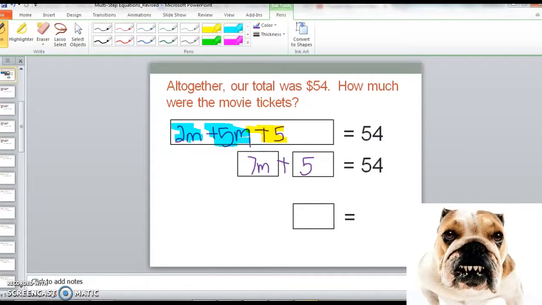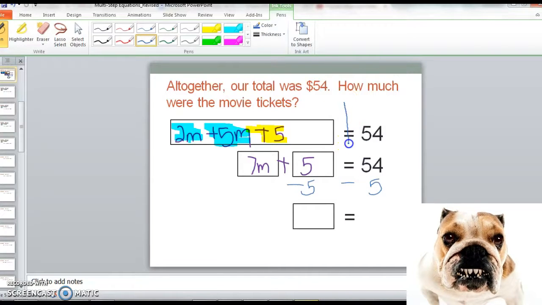Now what we're going to do is apply 2-step equation concepts in order to solve for the variable, which is M. When we solve a 2-step equation, we want to undo any adding or subtracting first. I'm going to leave 7M be for the time being. I want to get rid of 5 from both sides so that I'm just left with 7M. So the inverse operation of adding 5 is subtracting 5 from both sides of the equal sign.